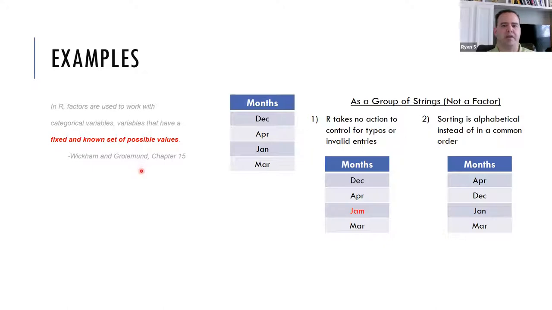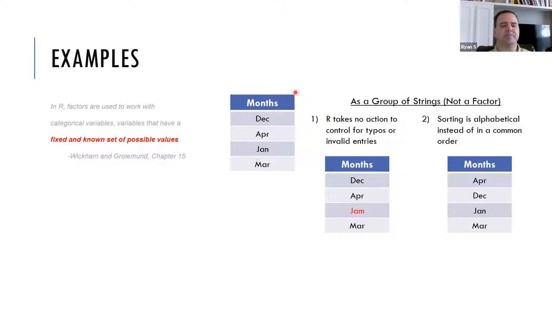Okay. And so usually I think most factors tend to be strings, and there's a difference between just a list of strings and ones that are factors, meaning that they have a fixed and known set of possible values. And one example is this right here, this example of months, and we've got it listed right now as December or DEC, but the abbreviations DEC, APR, JAN, and MAR.